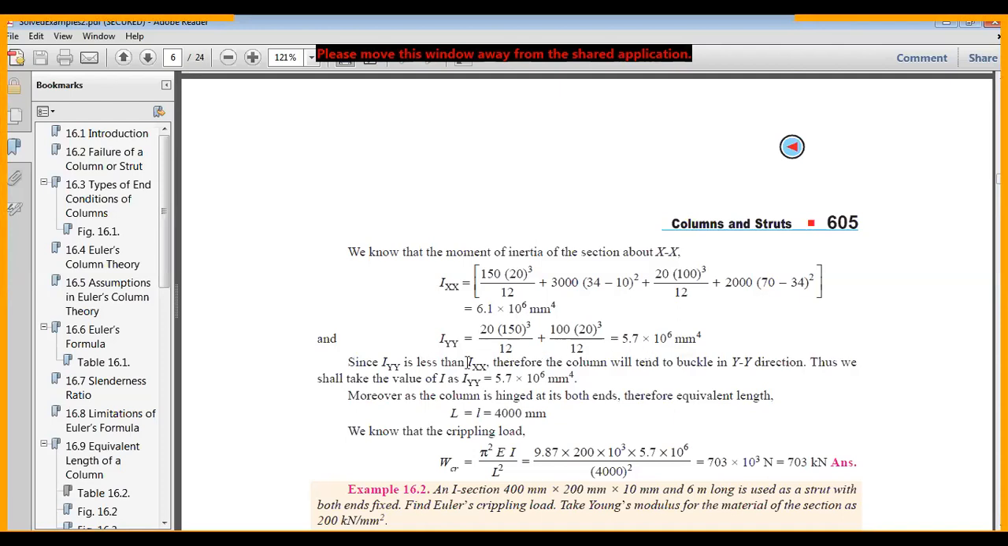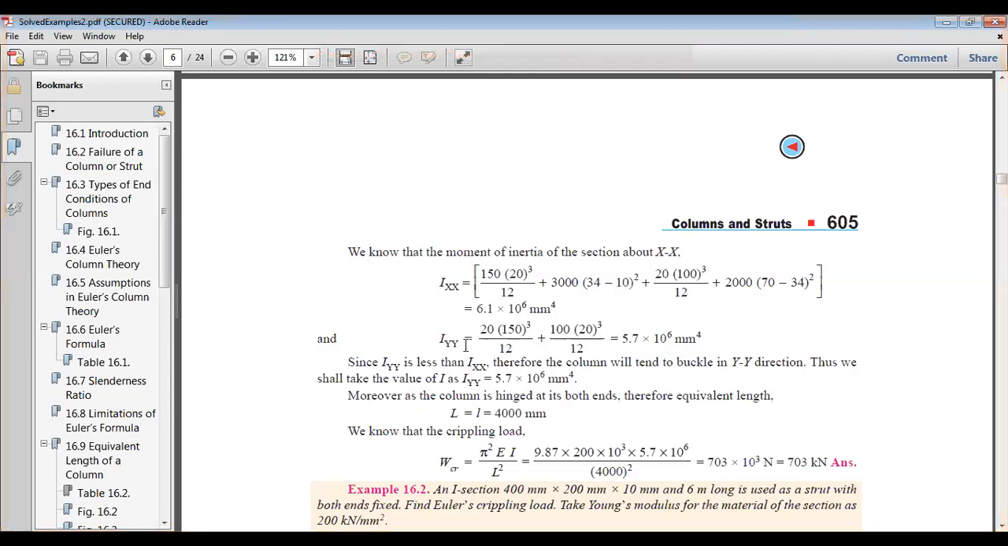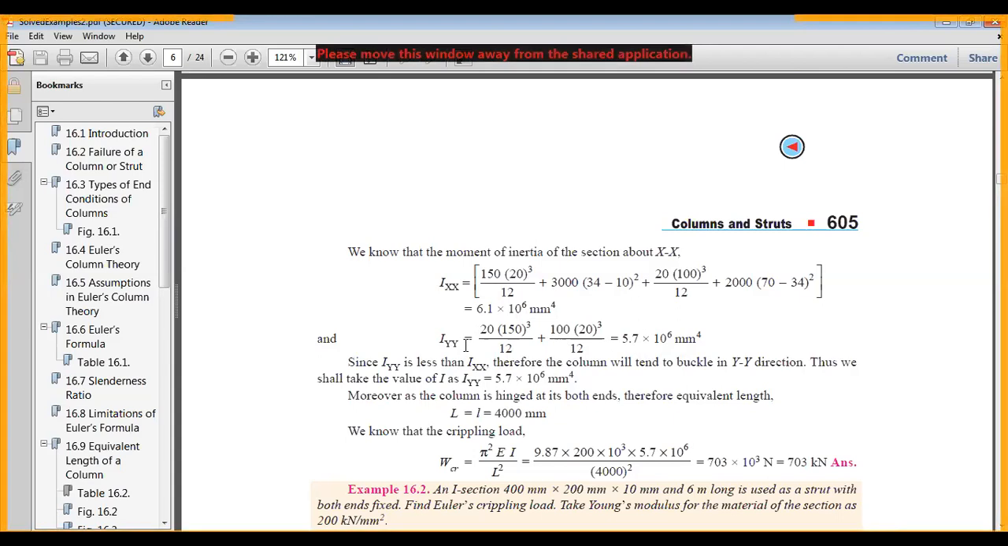Since Iyy is less than Ixx, the column will tend to buckle in the YY direction, because that value is less. The value that is less is 5.7, and 6.1 is higher. So Iyy is less, and the column will try to buckle or bend in the YY direction. This way we will take the value of I as Iyy because the column is going to fail in the Y direction. So I, the moment of inertia, is 5.7 into 10 to the power 6 mm4.